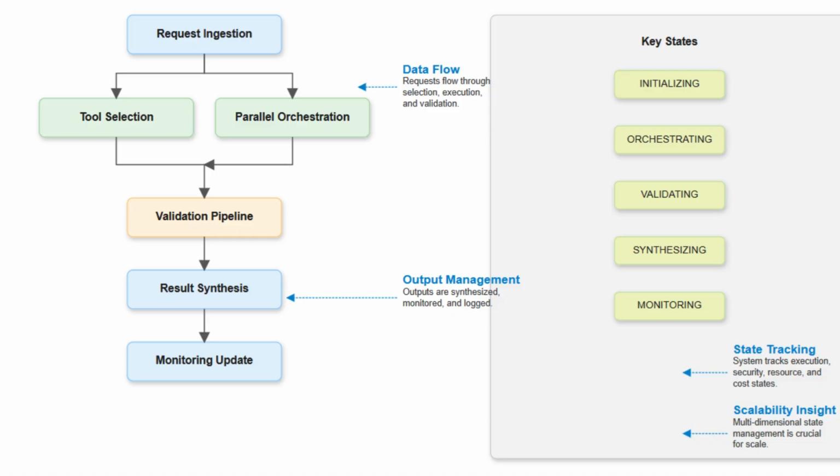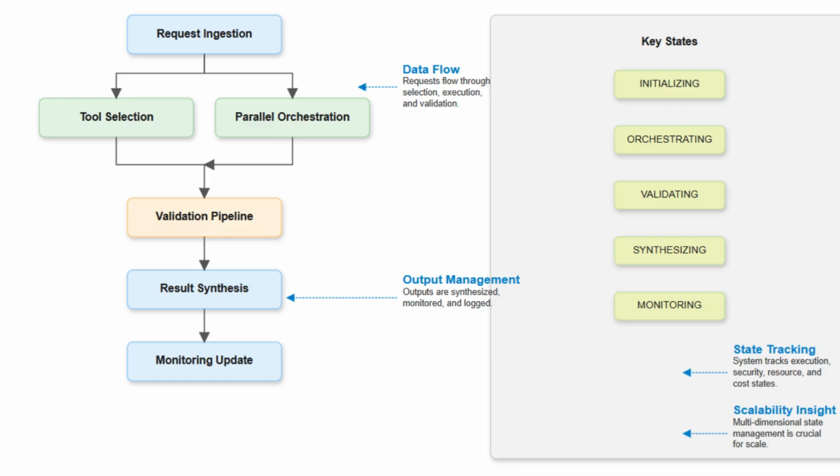Crucially, our system doesn't just track simple success or failure, it tracks execution, security, resource, and cost states simultaneously. This means we have a real-time, multi-dimensional view of our system's health and performance. This multi-dimensional state management is crucial for scale, mirroring how services like AWS manage millions of function executions. Knowing the state of everything allows for intelligent decision-making and rapid response to issues.